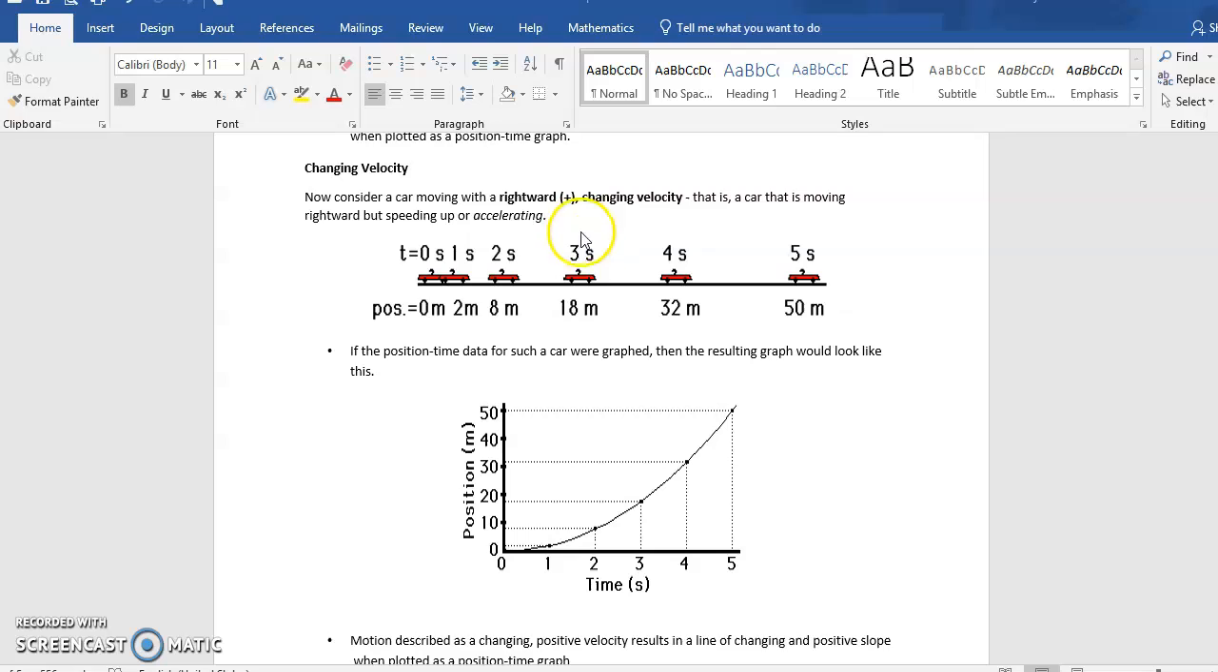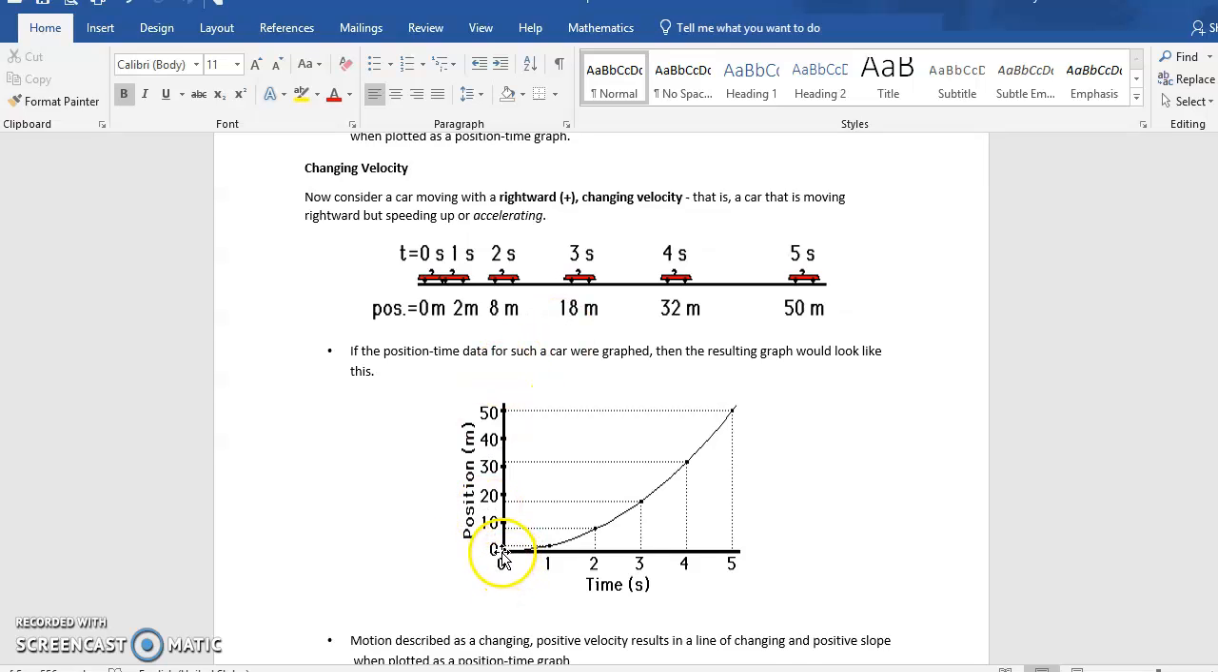And then from 2 seconds to 3 seconds, they traveled a total of 10 meters. So we went from 2 meters, then increased by 6 meters, then increased to 10 meters. So we can tell that our velocity is changing in this graph.